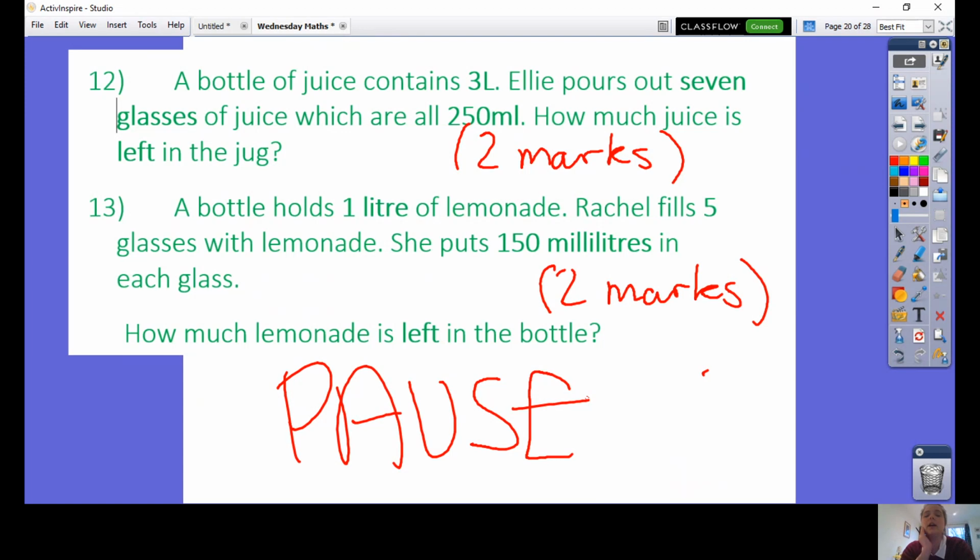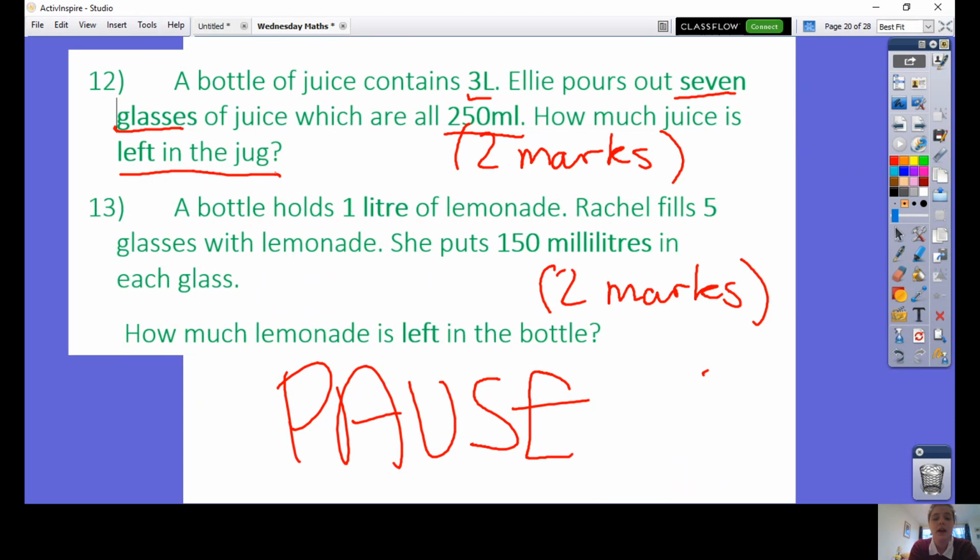For those of you who are struggling, I'm going to read them out loud to you. A bottle of juice contains 3 litres. Ellie pours out 7 glasses of juice, which are all 250 millilitres. How much juice is left in the jug? Now, if you're finding this one tricky, go back in the video because it's very like an example I did.